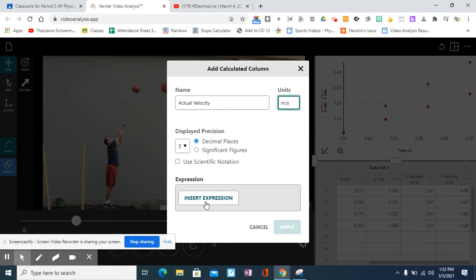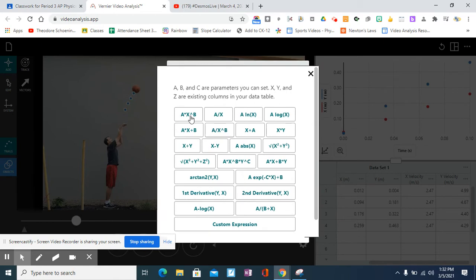And now it says to insert an expression. Insert expression means how am I going to calculate this? And this looks a little bit weird. This is different. What we see here is that we have terms called A and B. The A's and B's are constants. The X and Y's are variables. Variables are these things that are in each column that are defined. A's and B's would just be numbers that we give for those constants.